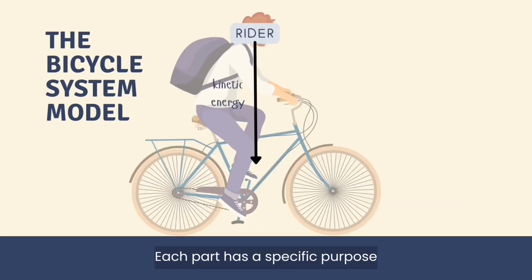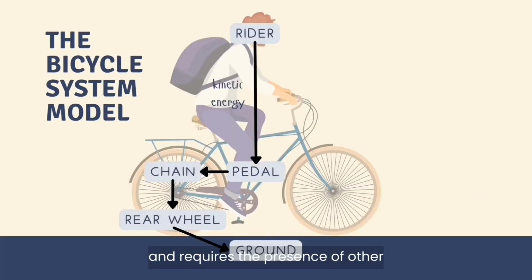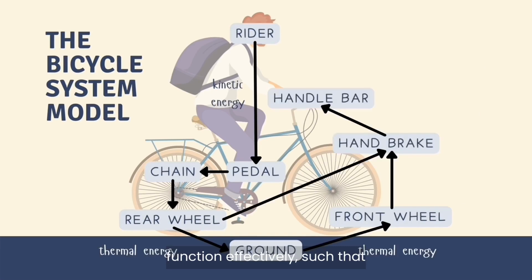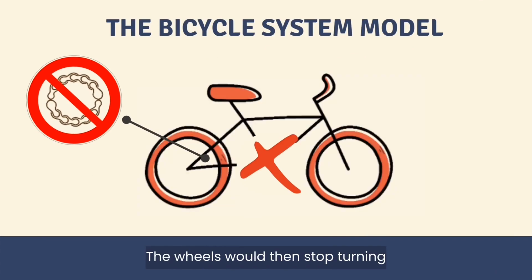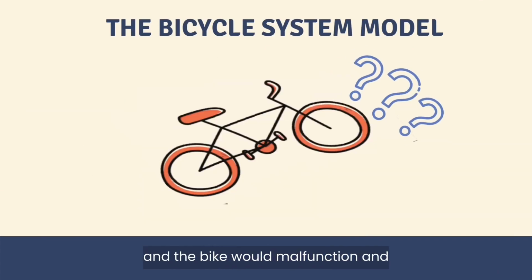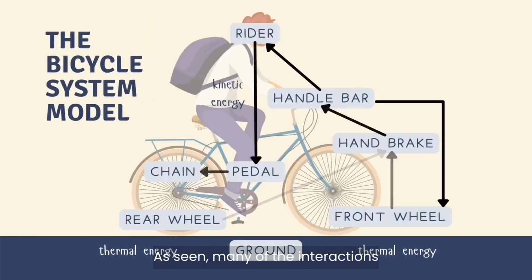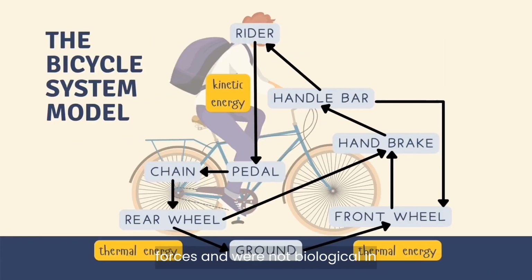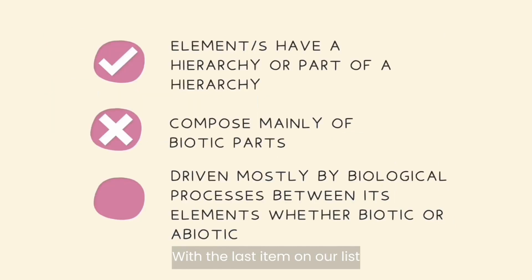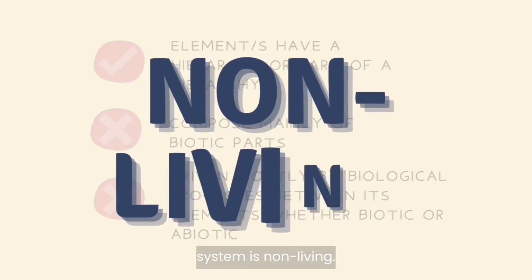Although these elements serve different tasks, they all work together to achieve one goal: transportation. Each part has a specific purpose and requires the presence of other parts in order for the bike to function effectively, such that without the pedals, the chain would stop working, the wheels would then stop turning, and the bike would malfunction and cease to function as intended. As seen, many of the interactions between these elements were primarily governed by physical forces and were not biological in nature. With the last item on our list crossed off, we can say that the system is non-living.